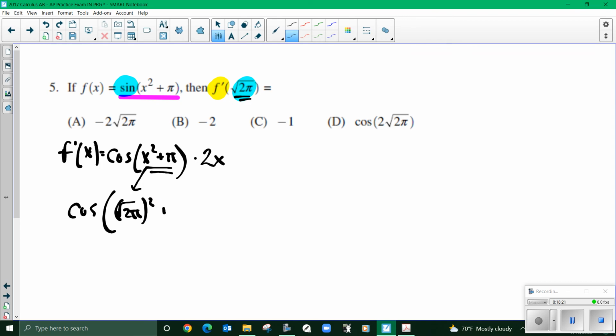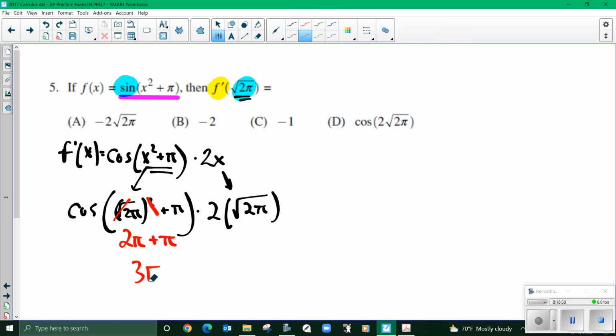Okay, that x squared plus pi times 2 times my x again, square root of 2 pi. All right, let's get going. Well, let's start here. My square and square root are going to cancel, so I end up with 2 pi plus pi. All right, and 2 pi plus 1 pi is 3 pi. So I have the cosine of 3 pi, times 2 square root of 2 pi.